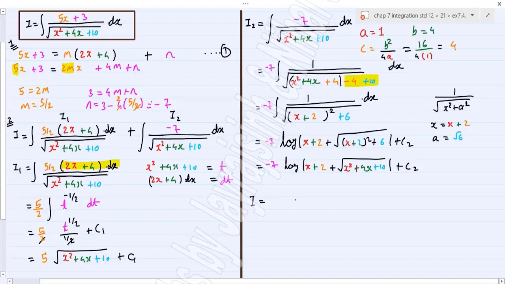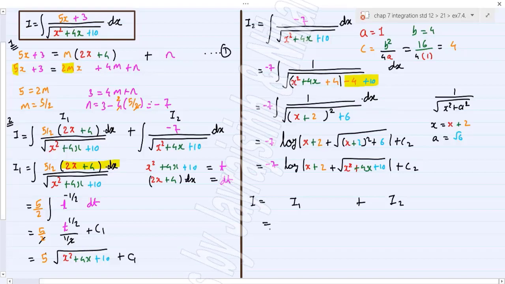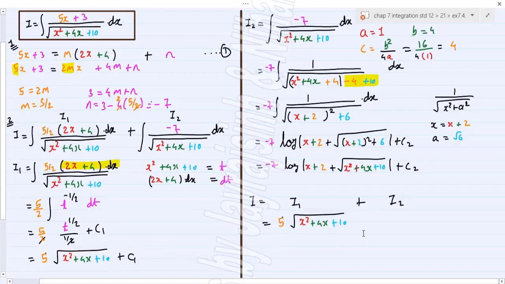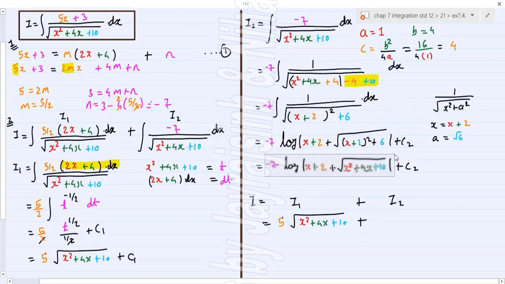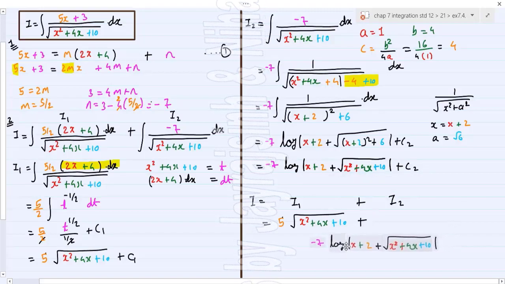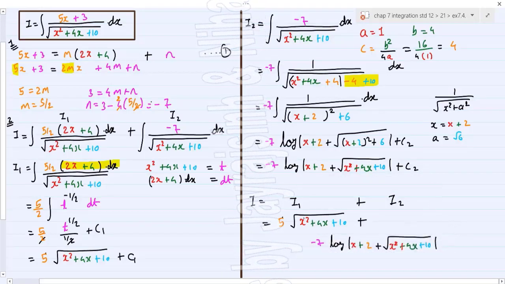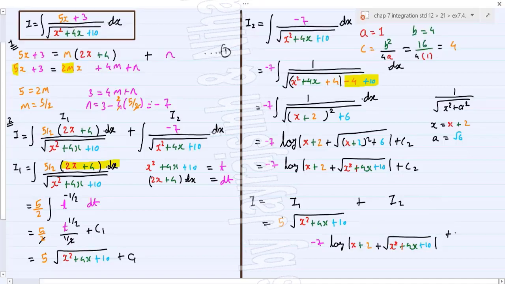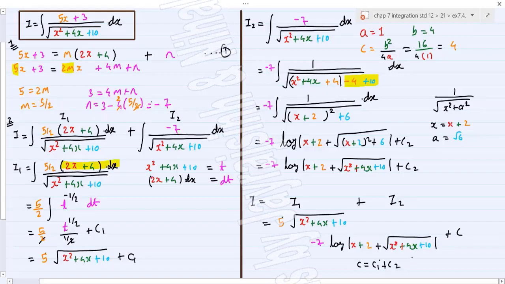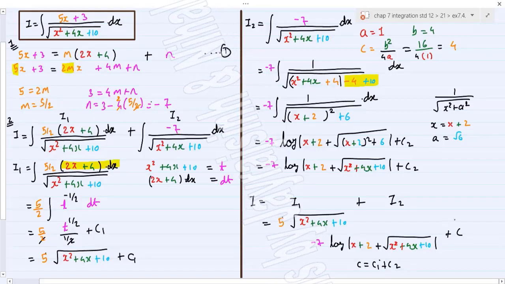So we are ready to get our I, which is I1 plus I2. Our first term is your I1 plus our second term is minus 7 log mod x plus 2 plus under root of x square plus 4x plus 10 plus c. Let's see, c is c1 plus c2. Ta-da! This is your final answer.